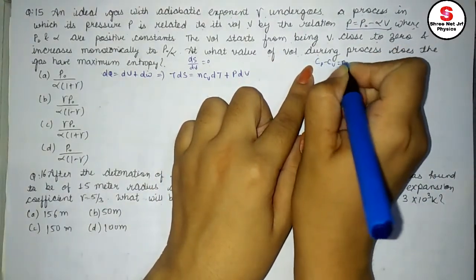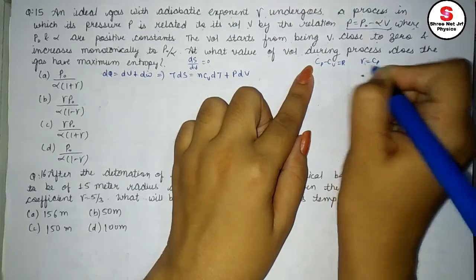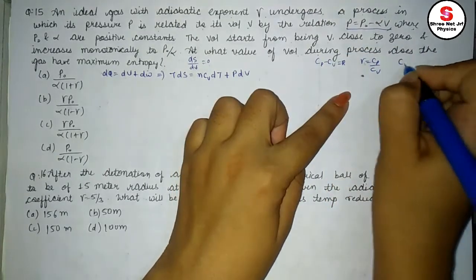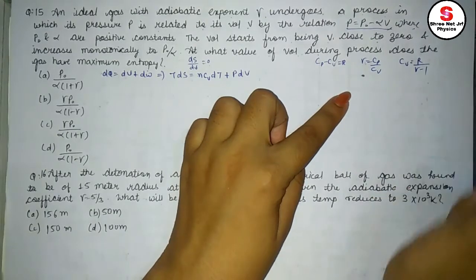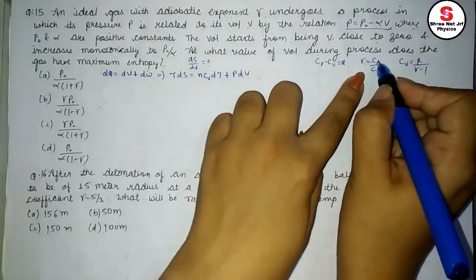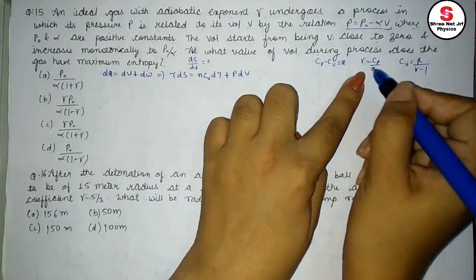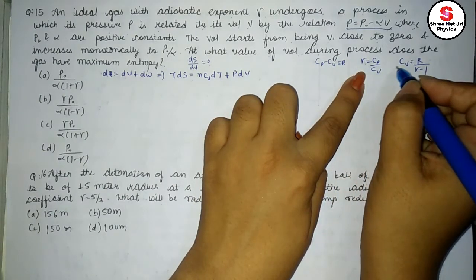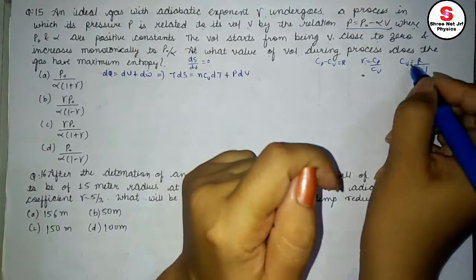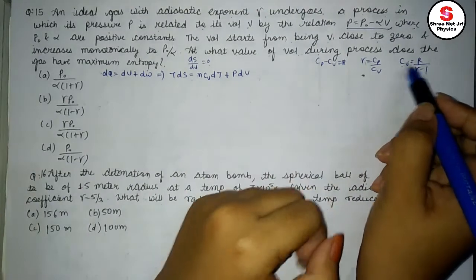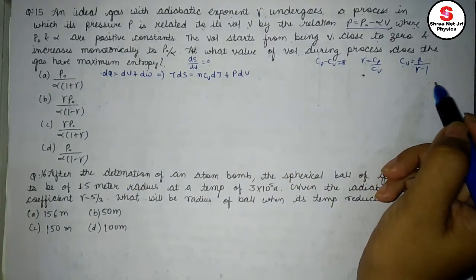Cp minus Cv equals R, gamma equals Cp by Cv. When I use both these relations, I get Cv is equal to R divided by gamma minus 1. Just put Cp equals to R plus Cv from here, then divide and solve. We already used this in another question also. So Cv equals R divided by gamma minus 1.